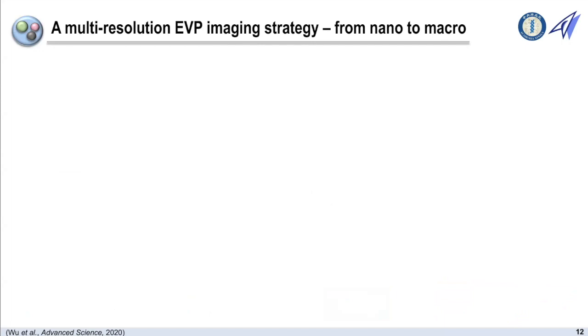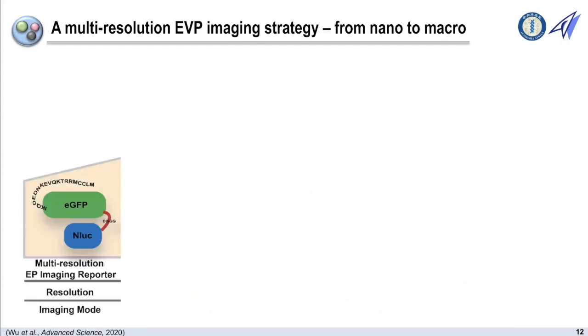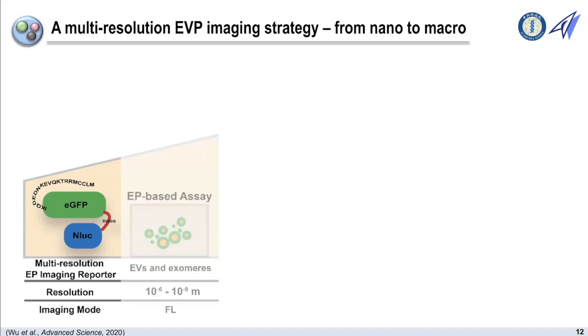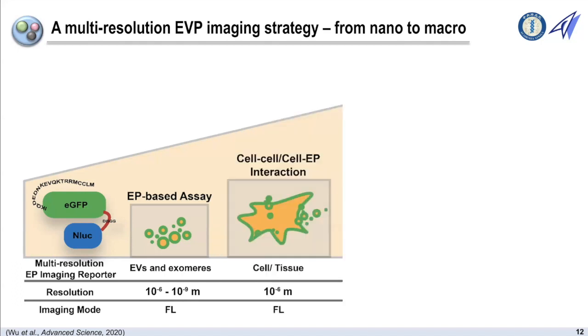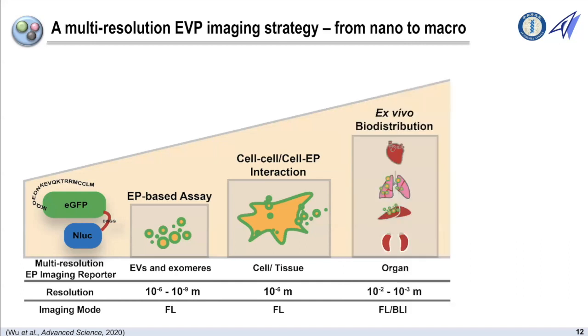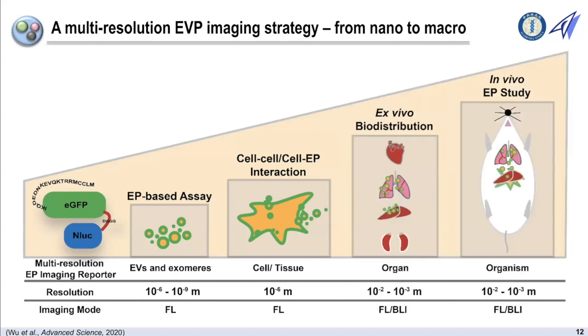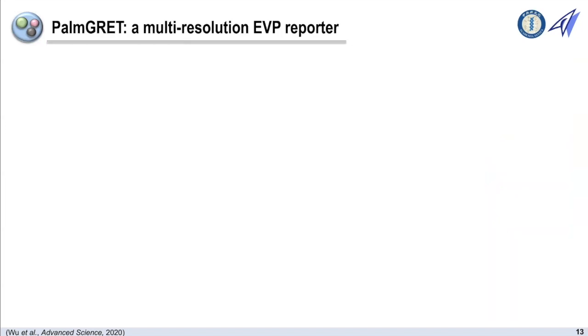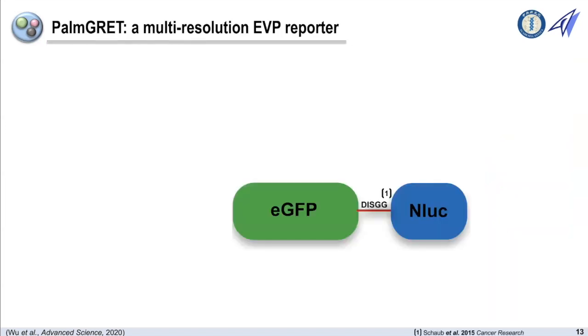So our strategy to develop this reporter is that we develop a palmitoylated BRET pair, PalmGRET, which uses EGFP and NanoLuc as the BRET pair. We anticipate this reporter can be used to study EV-based assays from the nanoscale, to cell-to-cell and cell-to-EV interaction, then ex vivo biodistribution, and all the way to macro-level in vivo EV studies. And our design is based on bioluminescence resonance energy transfer.